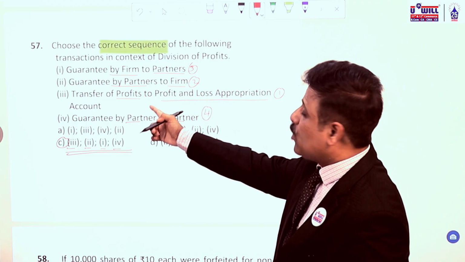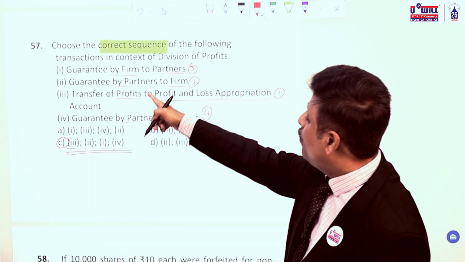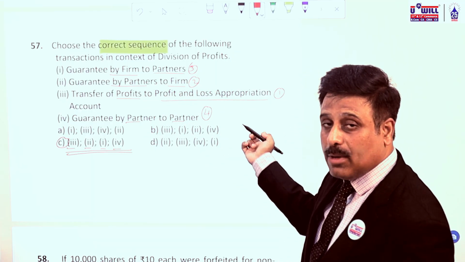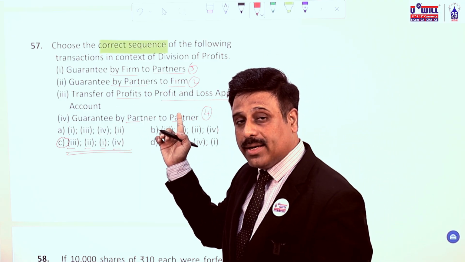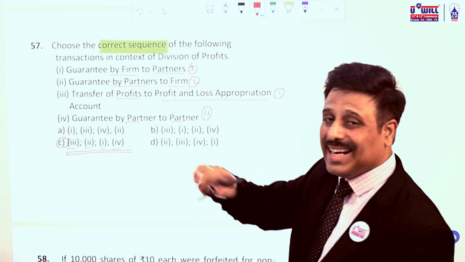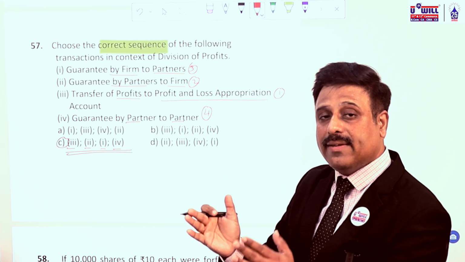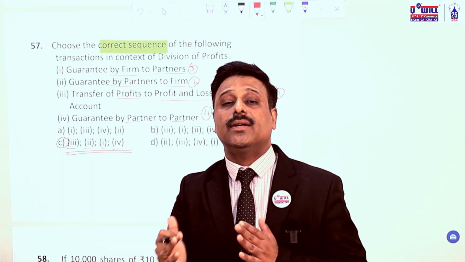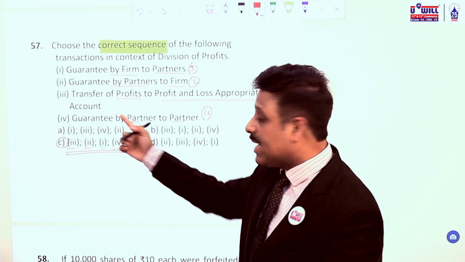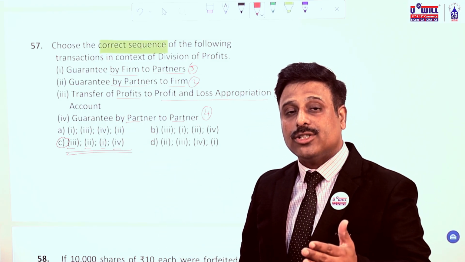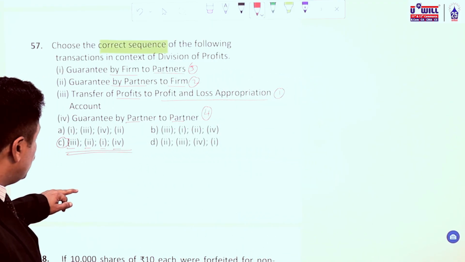First, very first, profits from P&L will be transferred to P&L appropriation account. Then if partner has given guarantee to the firm, he has to pay the amount to the firm, it will come in P&L appropriation credit side. If firm has given any guarantee to the partner, then that will come in P&L appropriation debit side. And lastly, if one partner has given guarantee personally to another partner, then in the net divisible profits, we have to adjust the share between the partners. We have to minus the amount from the partner's share who is going to give the guarantee, and add the amount in the partner's share who is going to get the guarantee. So this will come last. Okay. C will be the correct sequence.